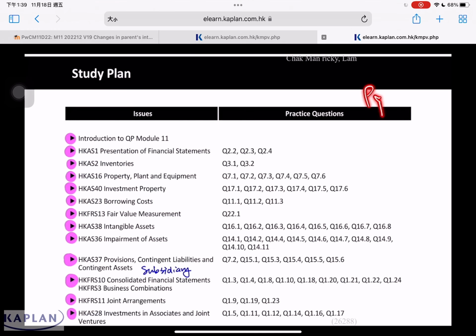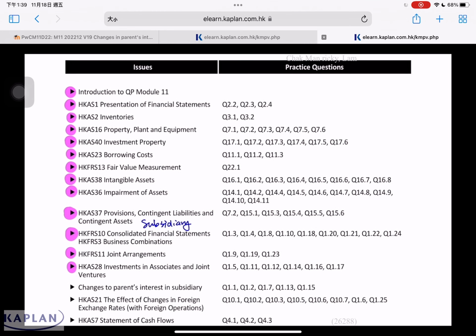Please refer to page 3. We have discussed accounting for subsidiary, accounting for associate, joint venture, and joint arrangement. The next topic we're going to discuss will be changes to the parent interest in subsidiary. This is a common topic for Module 11. Make sure you understand this topic very well.